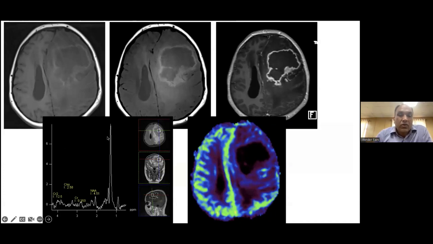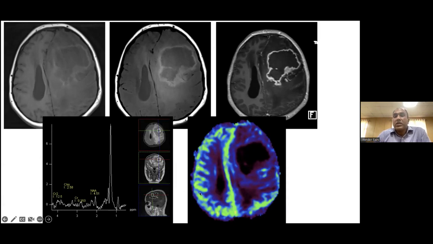So look at the spectroscopy. In this particular case, we have done a spectroscopy. In this spectroscopy, if you see, the voxel has been placed in the necrotic part. So what is happening? Only one tall lipid peak is there. This is because the tubercular wall has a lot of mycolipids, which is being captured by spectroscopy, and you can see a large lipid peak with other resonances just dying out in the background.